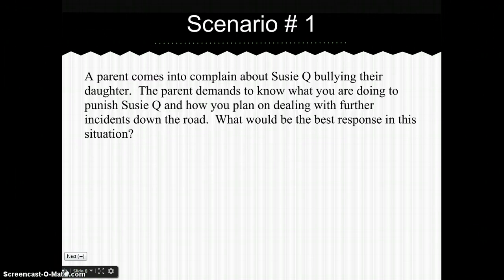So now we're going to look at a couple of scenarios and decide how you would handle it, or what would be the best way to handle it. So here's the first scenario that I have. A parent comes in to complain about Susie Q bullying their daughter. The parent demands to know what you are doing as a teacher to punish Susie Q and how you plan on dealing with further incidents down the road. What would be the best response in this situation?